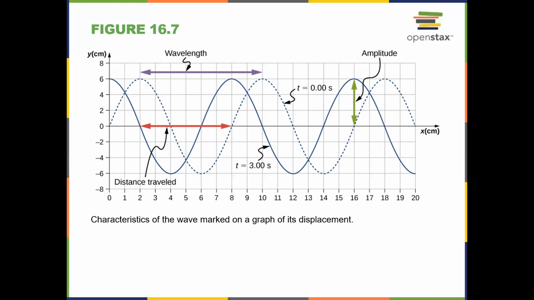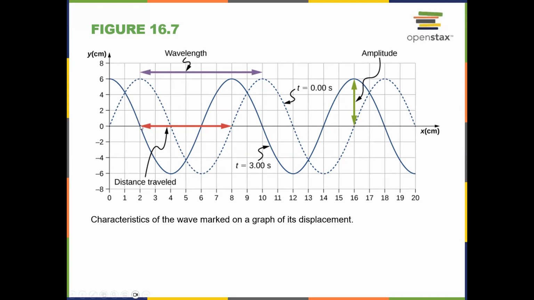We call the length of one wave the wavelength. For instance, we can measure the wavelength from crest to crest, or from trough to trough. The highest point is usually called the crest, and the lowest point is called the trough. By the way, when there's no wave moving through, the equilibrium point is along this axis, and that's where the water or the string would be if there was no wave.